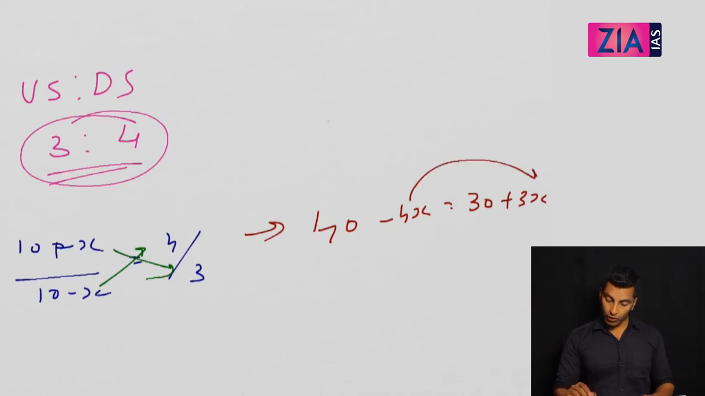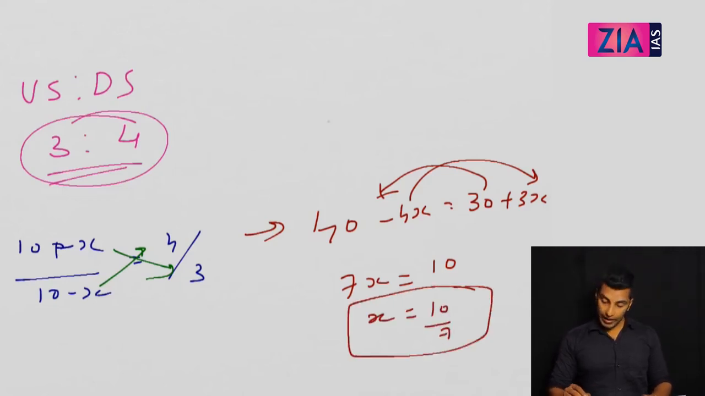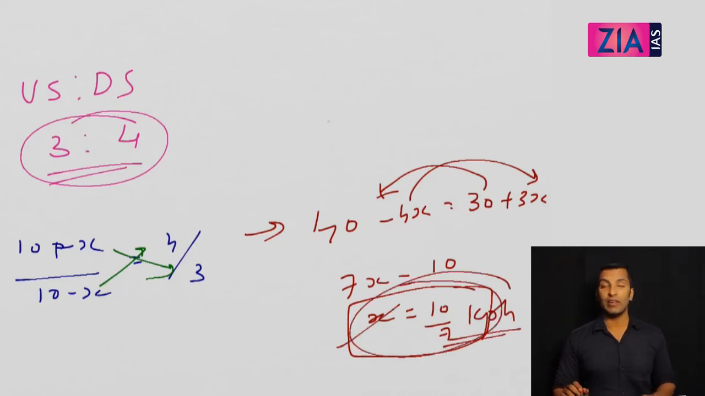Now this 4x will go here, so that will become plus. So you can see 7x is equal to, when 30 comes here, that's minus, that is 10. So x is equal to 10 by 7. So what is the speed of the river? 10 by 7 kilometer per hour. So the speed of the stream is actually 10 by 7 kilometer per hour.